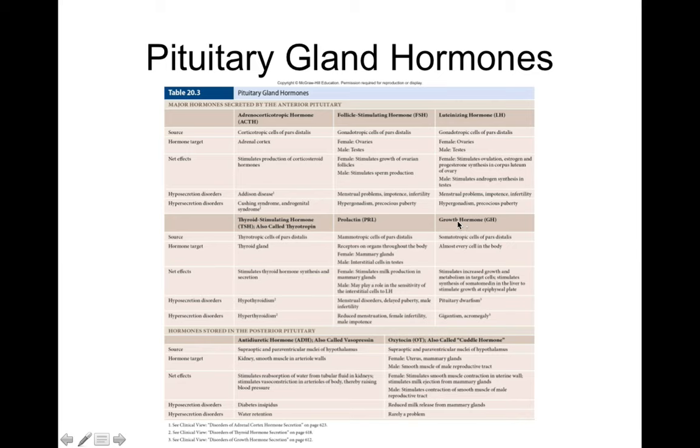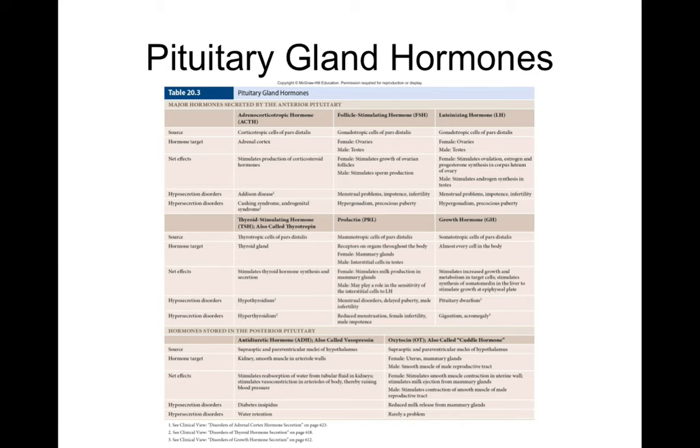Now, remember, growth hormone is released by the anterior pituitary. It basically stimulates growth of skeletal tissues throughout your body, like bone, muscle, and adipose. And if you have hyposecretion of growth hormone, then you're not going to have basically development of those tissues. So that can lead to things like dwarfism.